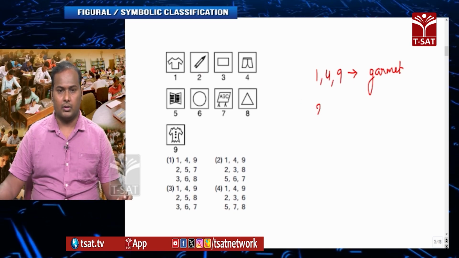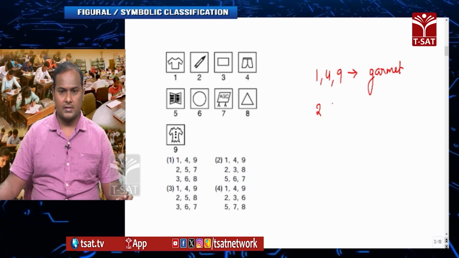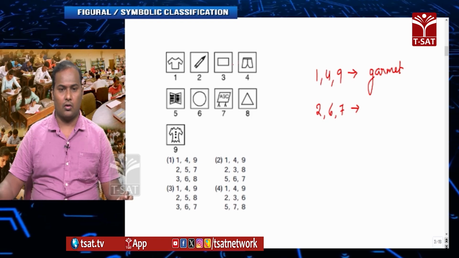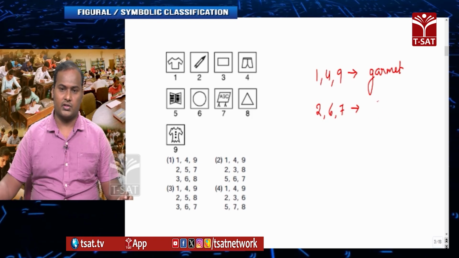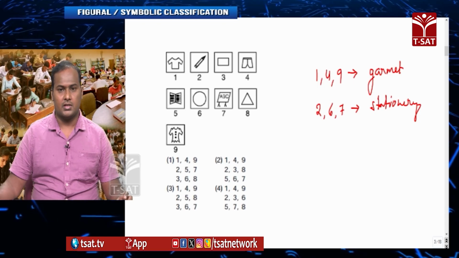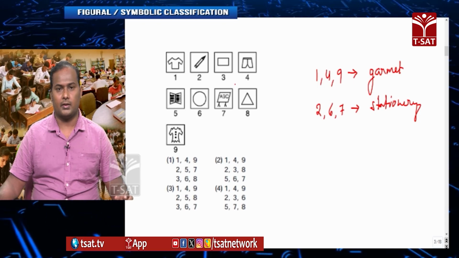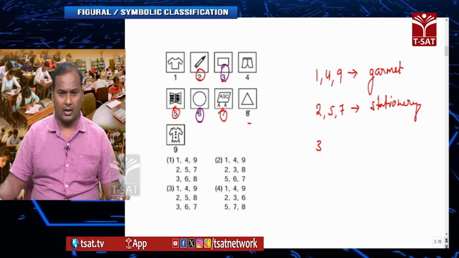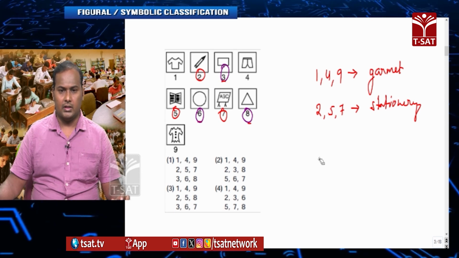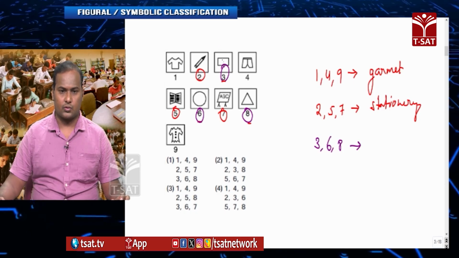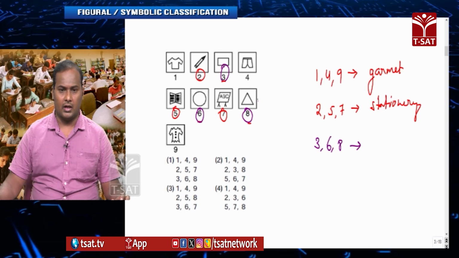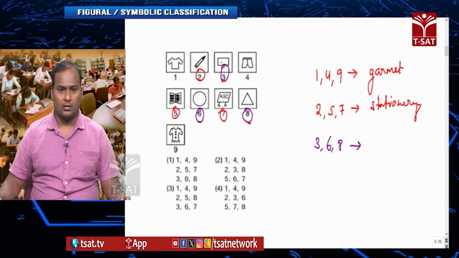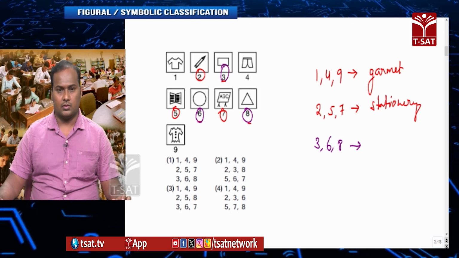So for figure numbers 2, 5 and 7, these three can be classified based on the character of stationery. He is talking about all stationery items here. The remaining group, that is 3, 6 and 8: 3 is a square, 6 is a circle, and 8 is a triangle. So 3, 6, 8 I can group into the symbols you see in geometry.